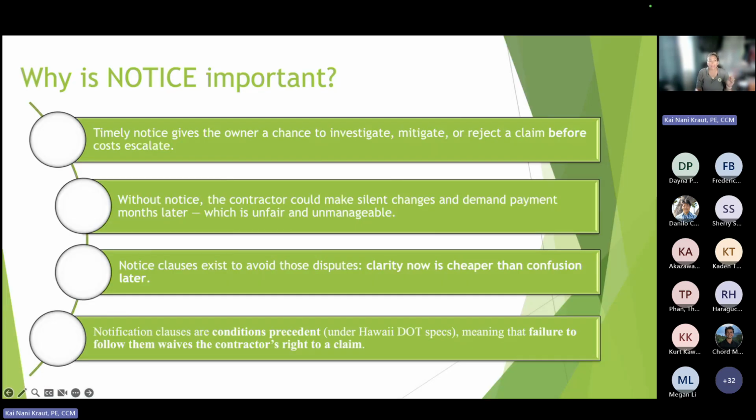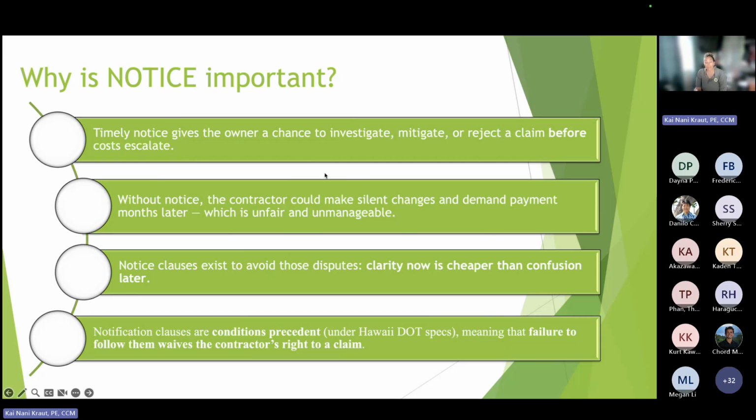Okay, so why is notice important? It provides timely notice to the owner that gives us a chance to investigate, mitigate, or reject the claim. This is super important, and we're going to talk about it a little bit, but if they forego these requirements and impose costs on us, and they've taken away our ability to mitigate the change, it's called prejudice to the owner. And that is another reason we can reject all of this.